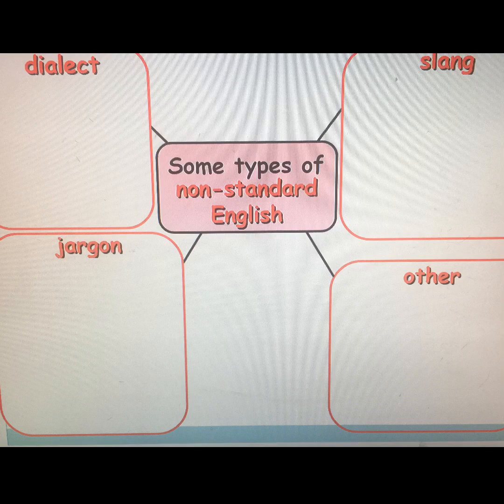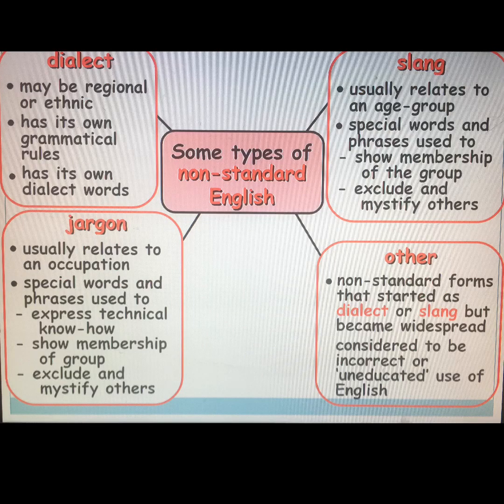And non-standard English comes in four different ways. You have dialect, slang, jargon, and other. Let's look at the four in detail. First, dialect. This may be regional or ethnic. It has its own grammatical rules and it has its own dialect words.